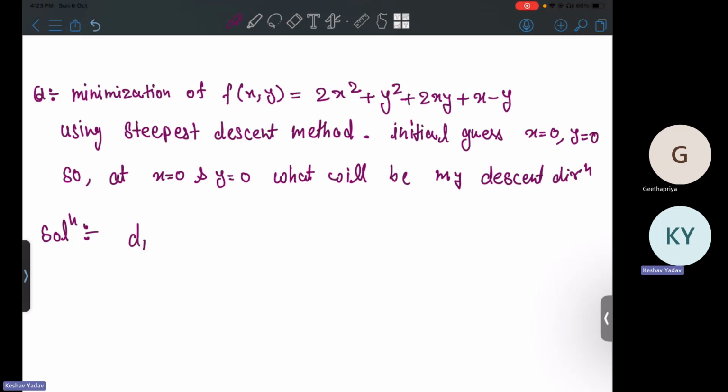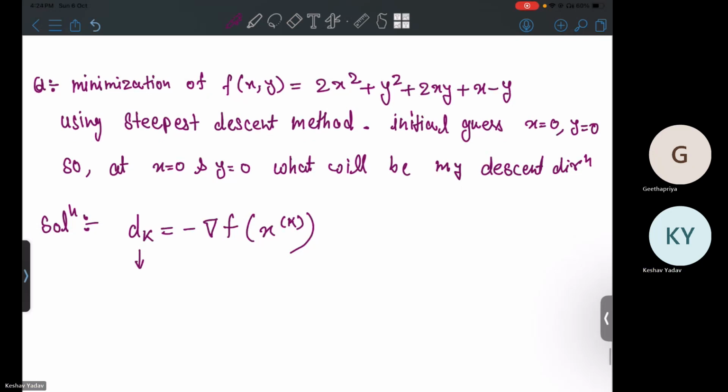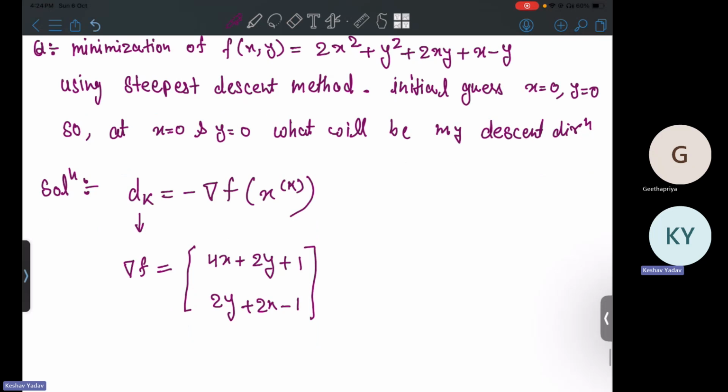So if you remember, the descent direction dk is minus gradient of f at xk. No, this is my descent direction. So you find out the gradient and put the value to find this dk. So what will be my gradient if I write? Gradient will be what? 4x plus 2y plus 1, 2y plus 2x minus 1. Now you put x equal to 0, y equal to 0.